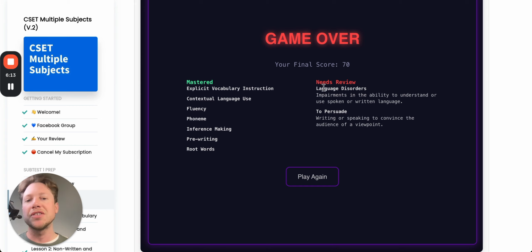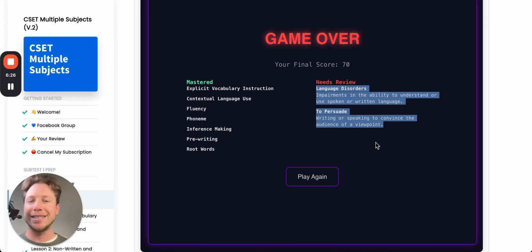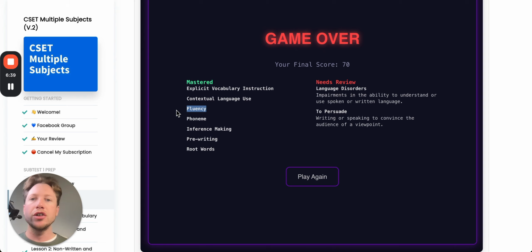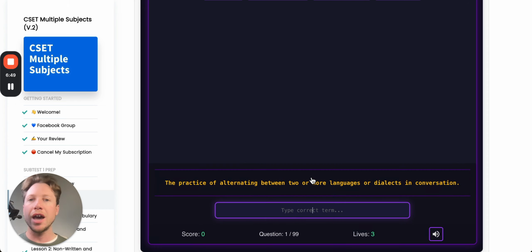What I really like is that this game offers any needs for your review. So any of the words or the definitions that I didn't get correctly, it will actually show you so that you can then go ahead, take note, perhaps add an extra flashcard. Because if you already understand what fluency is, remember, which is reading with accuracy, rate, and prosody, then you already understand that term, and then you can move on. But whereas like language disorders and of course to persuade was only a typing mistake, but still now you'll have a better understanding. So let's go ahead, let's play one more time.